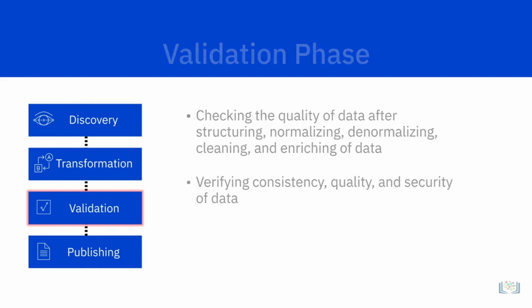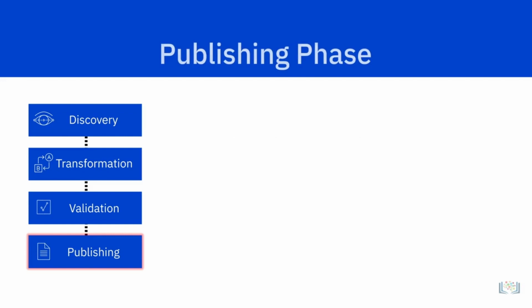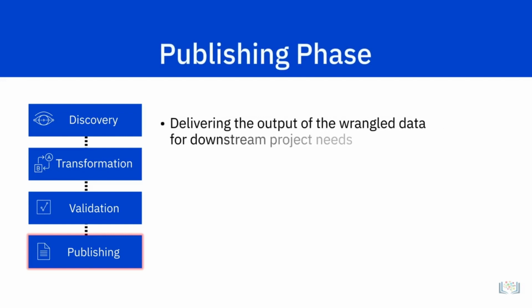This brings us to publishing, the fourth phase of the data wrangling process. Publishing involves delivering the output of the wrangled data for downstream project needs. What is published is the transformed and validated version of the input dataset along with the metadata about the dataset.